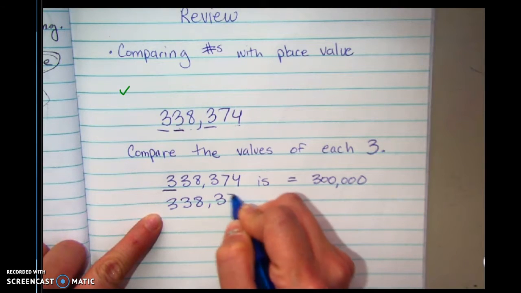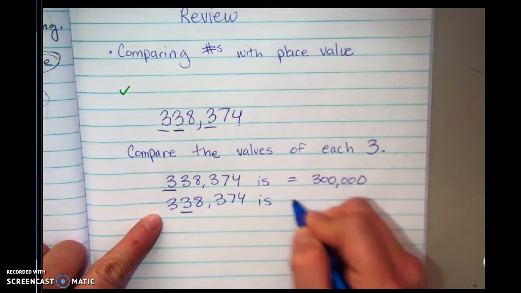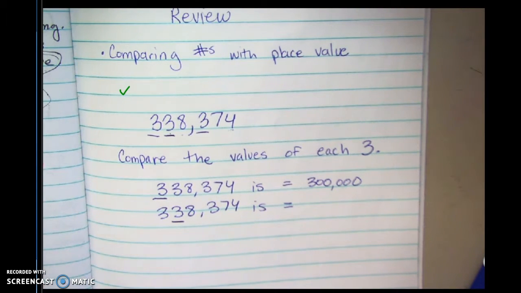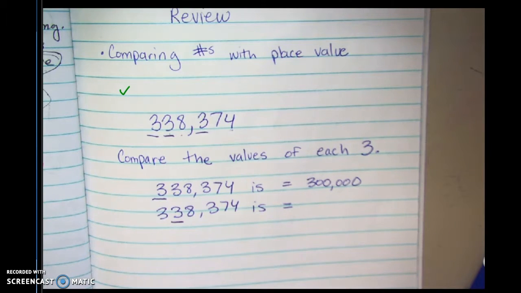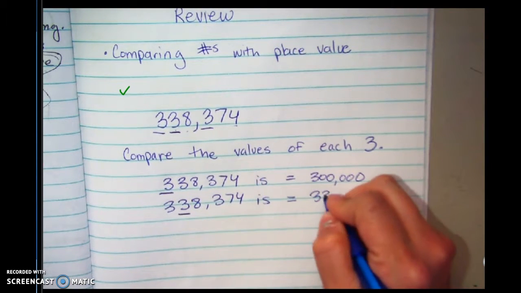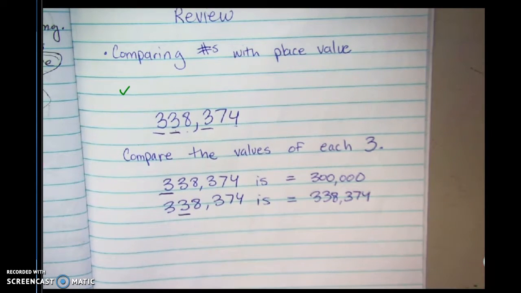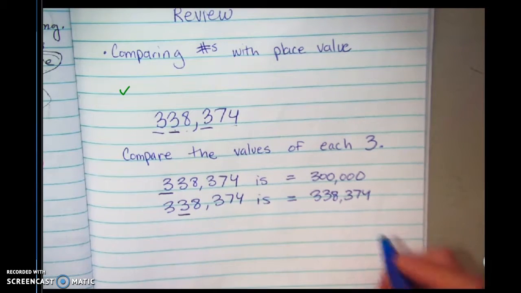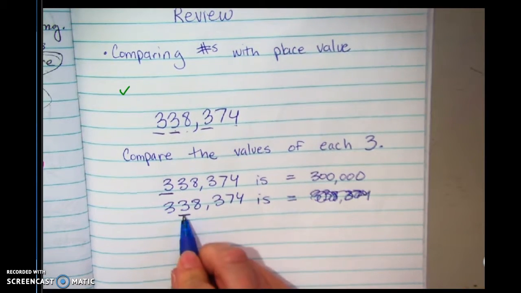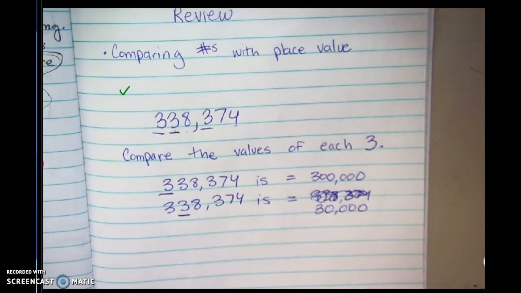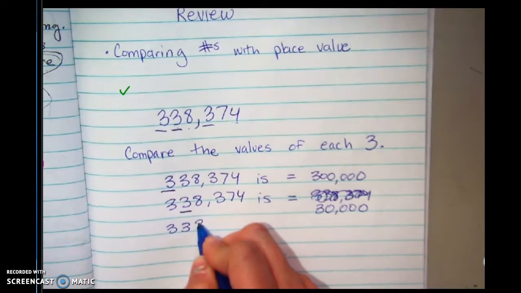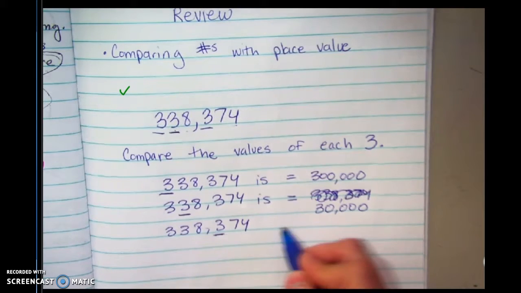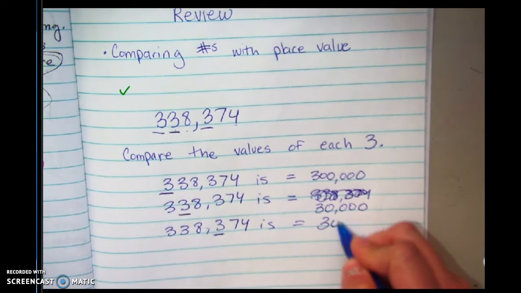In the same number, this 3 is equal to what? Write it down. And if you get that one down, I want you to go ahead and do the last 3 also. So in this case, when I'm looking at it, I did that one, didn't I? Yes. This 3 is equal to 30,000. Then my last 3, I need to underline it, is equal to 300.